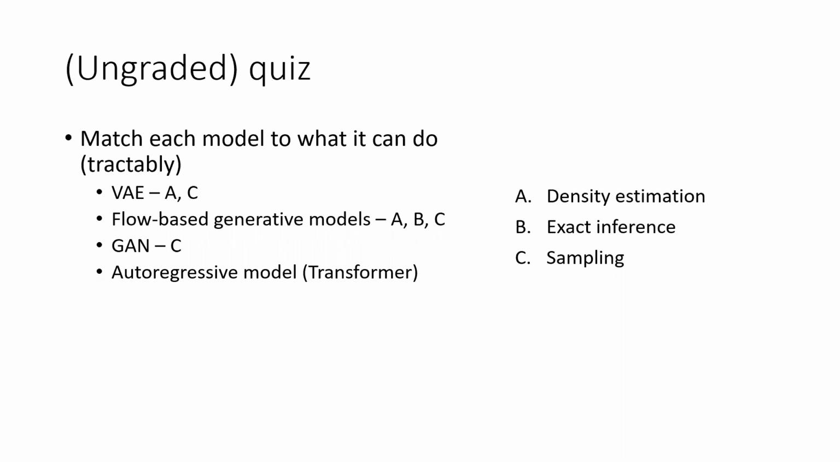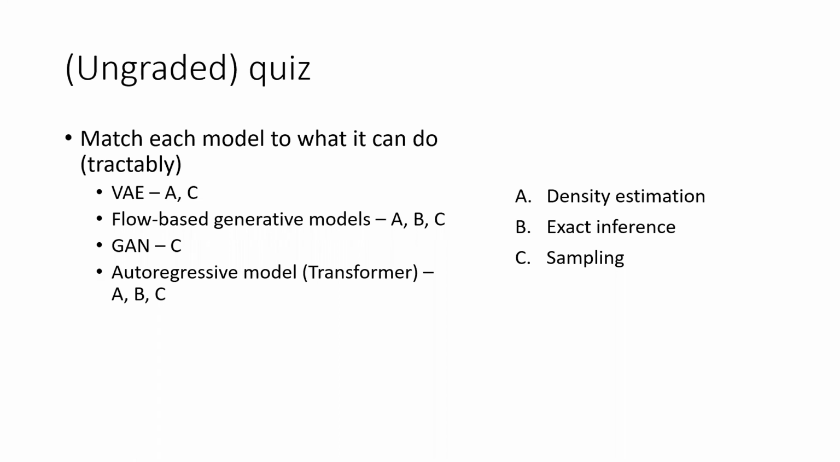GANs only perform sampling. There's no way to tractably perform density estimation and, by extension, exact inference. And autoregressive models. This is something we haven't mentioned yet, but I wanted to bring up in this quiz because you can think of autoregressive models like transformers or RNNs as a certain class of generative models.